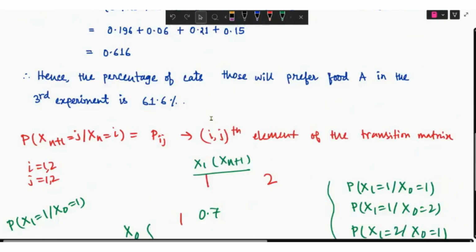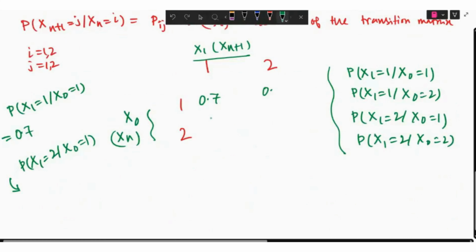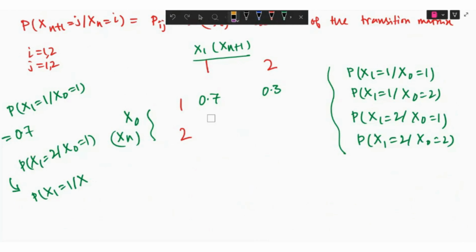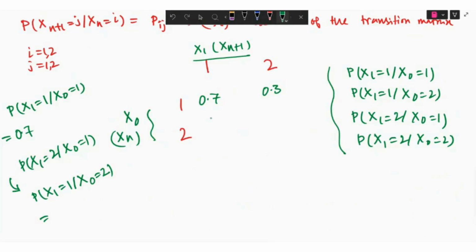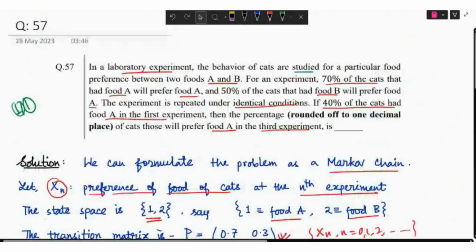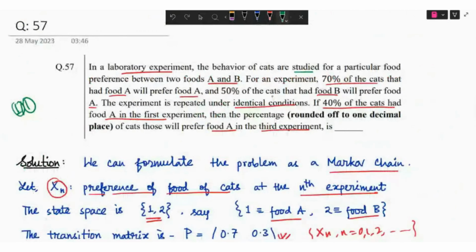So this is basically 1 minus 0.7, 0.3. And secondly, we have P(X1 = 1 | X0 ≠ 2). This is basically the probability that a cat will prefer food A given they had food B initially. So the cats that had food B will prefer food A, given X0 not equal to 2.